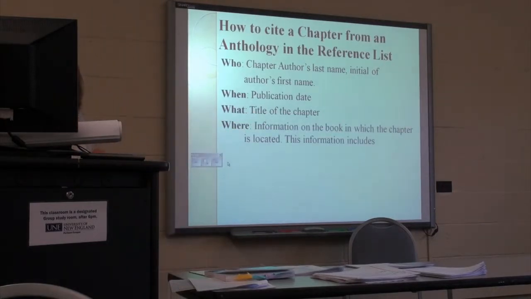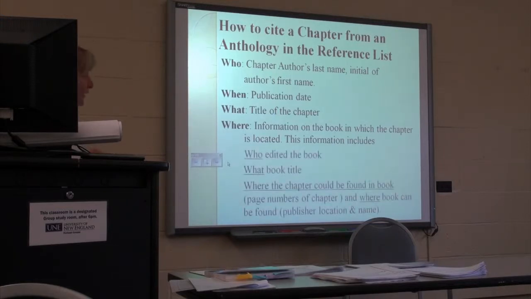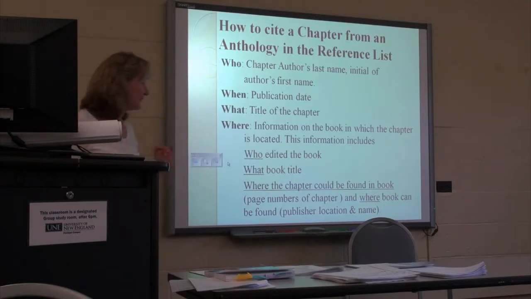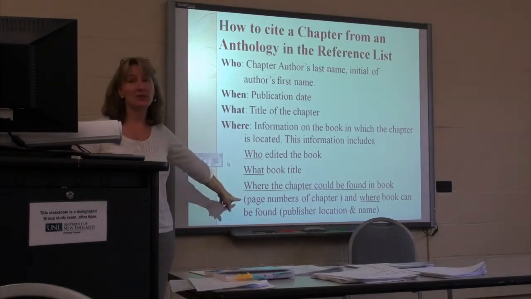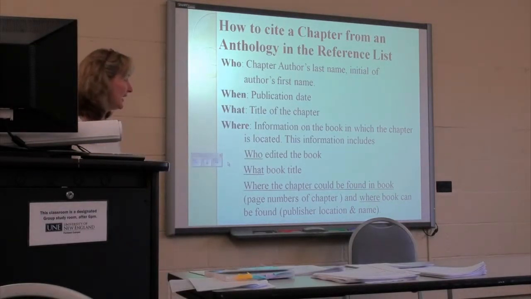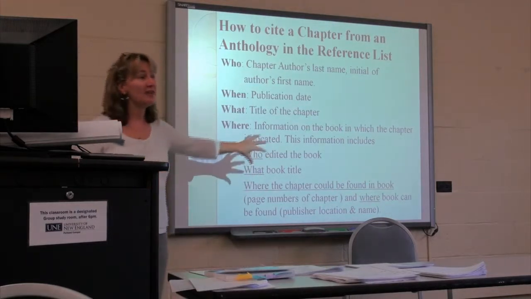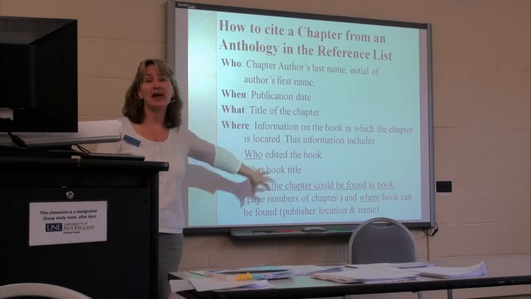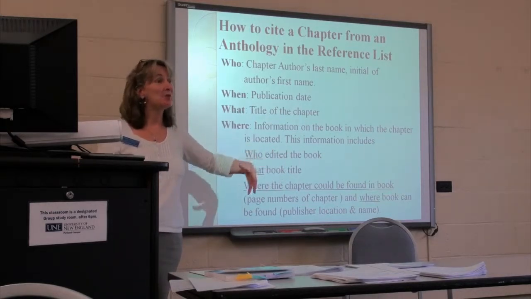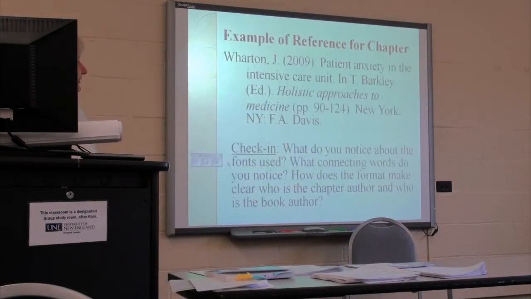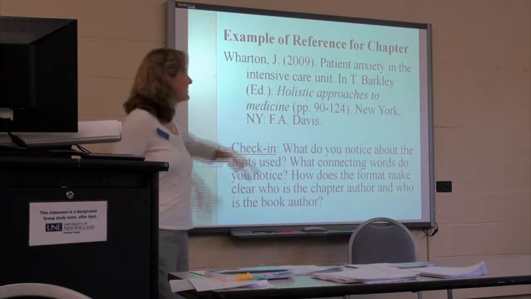This information includes who edited the book, what the book title is, where the chapter could be found in the book, the page numbers of the chapter, and where the book can be found: the publisher, location, and name. All of this is so that if I want to go find the same chapter, where would I have to go to find it? I'd have to go to that book, edited by that person, published by those people. Done. All right, so here's an example.